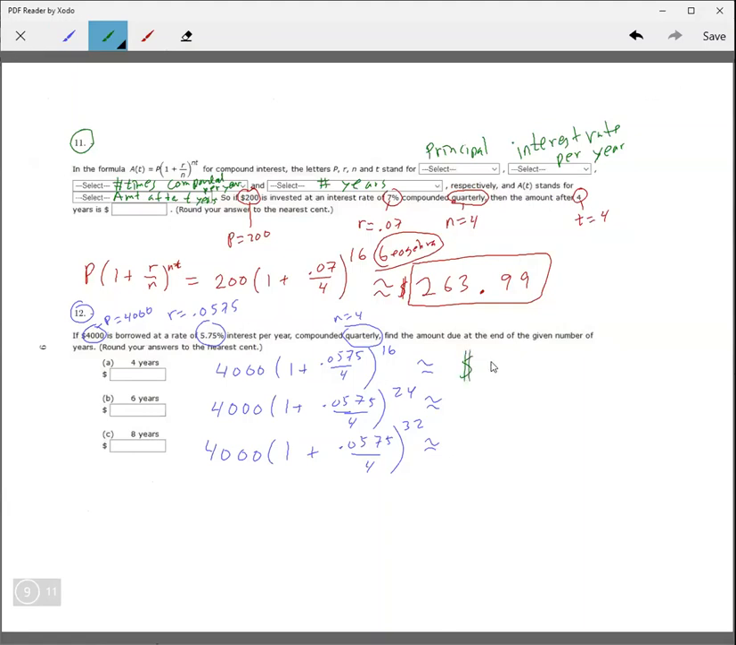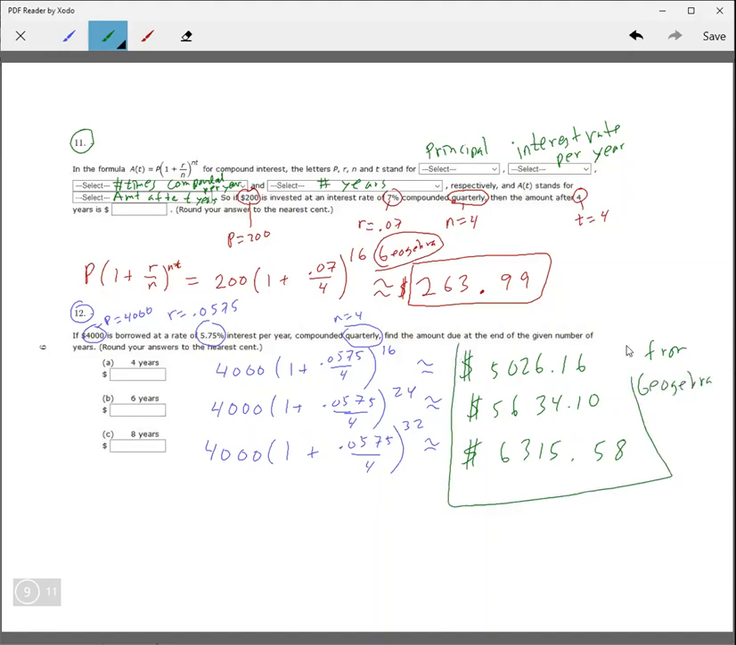And the first one was $5,026.16. The second one was $5,634.10. And the third one was $6,315.58. And these are from GeoGebra. Okay, so those are going to be the 3 answers.